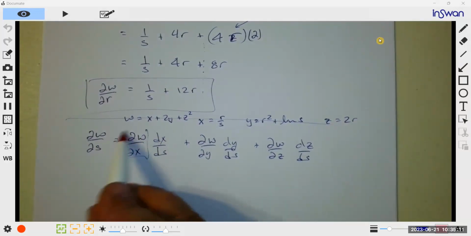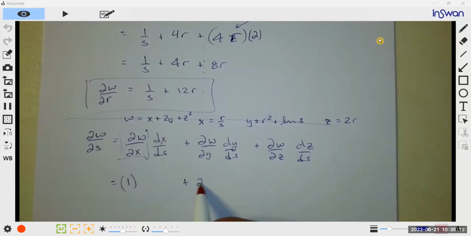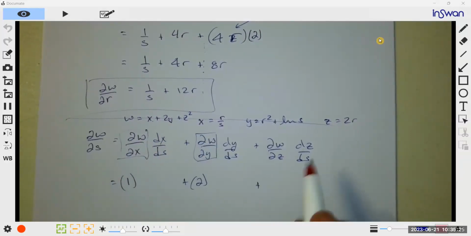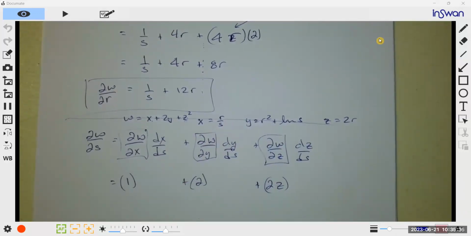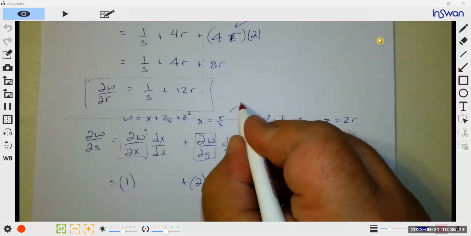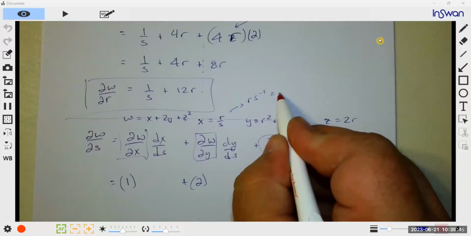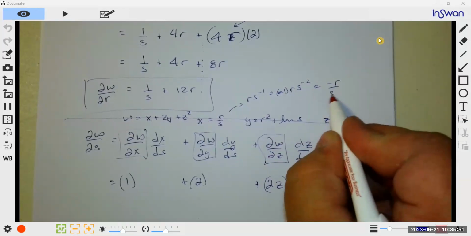So the derivative with respect to x is 1. The derivative with respect to y is 2. Derivative of w with respect to y. And derivative with respect to z is 2z. Now we have to take the derivatives of these with respect to s. So this one, the derivative of 1 over s is -1, which makes it negative r over s squared.